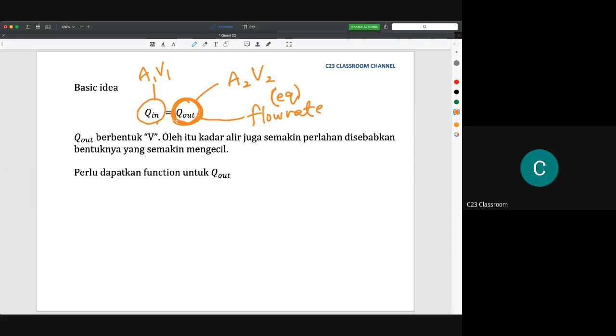So the idea is, okay, it is not limited to you knowing the cross-sectional area and the velocity at inlet and outlet. If you know the equation for the flow rate, then it is okay for you to use that equation to substitute in these terms. Okay, let's say, for a V-notch or rectangular weir, in Fluid Mechanics 1, we taught you how to calculate the flow rate for the rectangular weir.